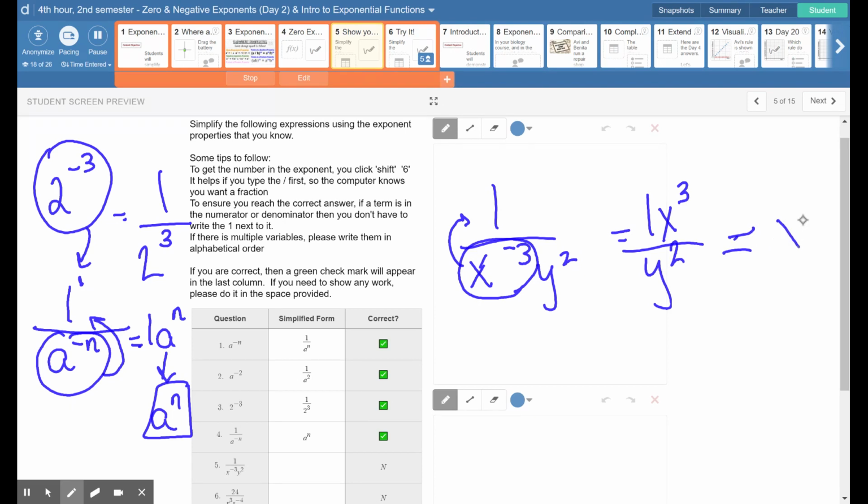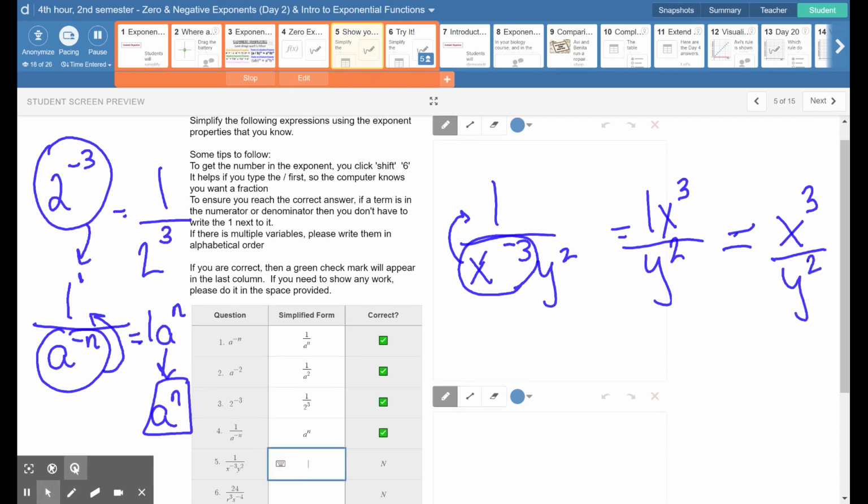Please don't write that 1. We don't need to write that 1. It's just x to the 3rd power over y squared. So make your fraction. Make sure you move your cursor all the way down to the bottom so you can put y squared in the denominator.